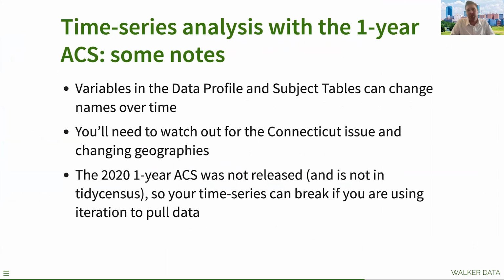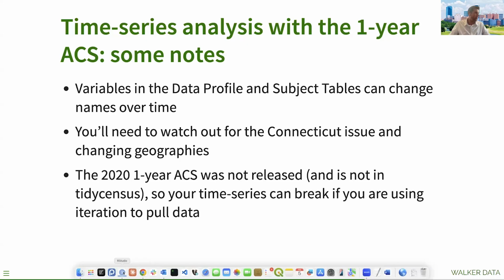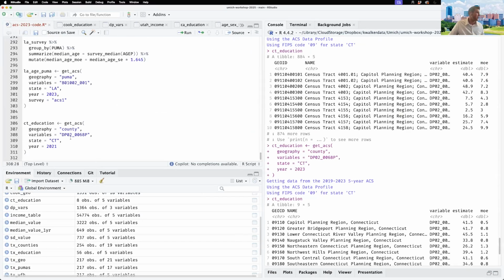All right. Also, the 2020 1-year ACS was not released because of the COVID-19 pandemic. So if you're trying to pull a clean time series from the 1-year ACS and you put in year equals 2020, for example, I'll show you what happens. If I try to pull this, I'll do year equals 2020, survey equals ACS1.